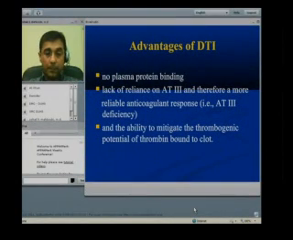Now, what are the advantages of direct thrombin inhibitors? Well, they do not bind to any plasma proteins. They do not rely on antithrombin 3, and therefore it is a more reliable anticoagulant as compared to heparin or the indirect anticoagulants. And they also inhibit the thrombin which is bound to the clot. This is the difference between the direct and indirect thrombin inhibitors. Heparin in a lower concentration does not inhibit thrombin which is already bound to the clot, while the direct thrombin inhibitors in any concentration can do that.